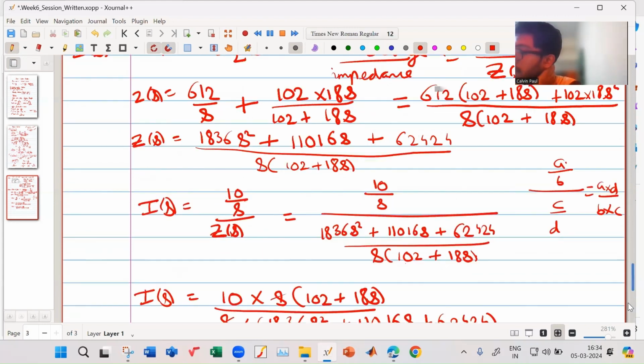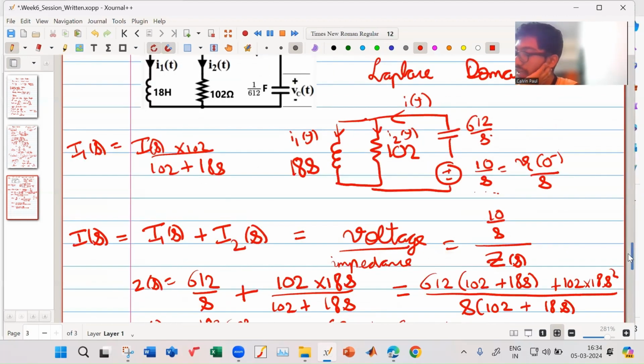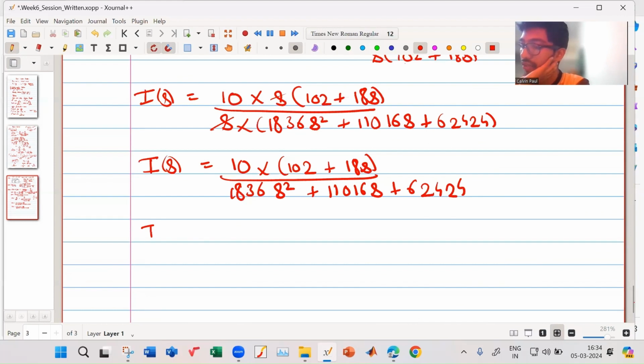So now we want to find I1 of S. What is I1 of S in terms of I of S? I1 of S is equal to I of S into 102 divided by 102 plus 18S.